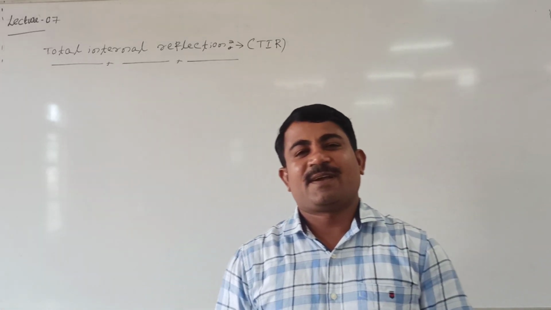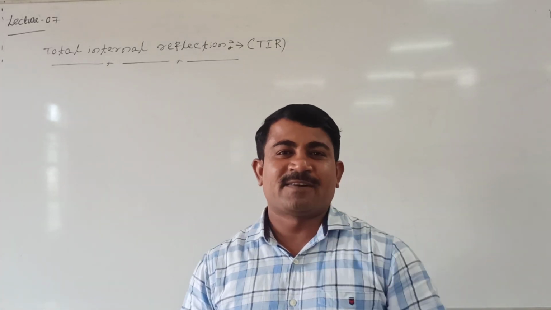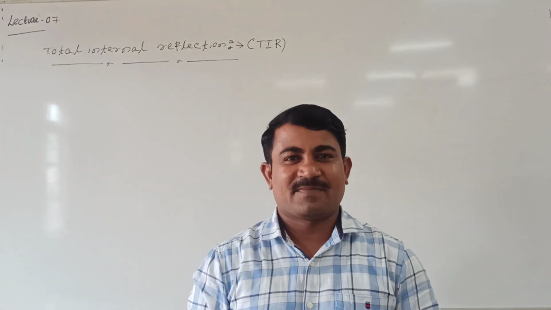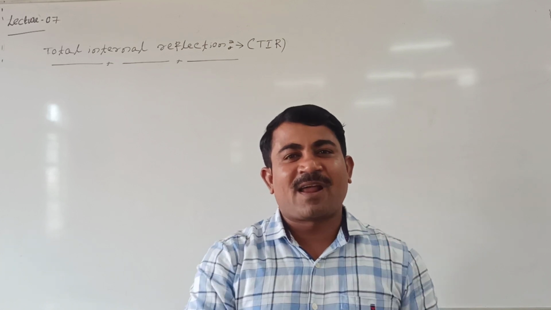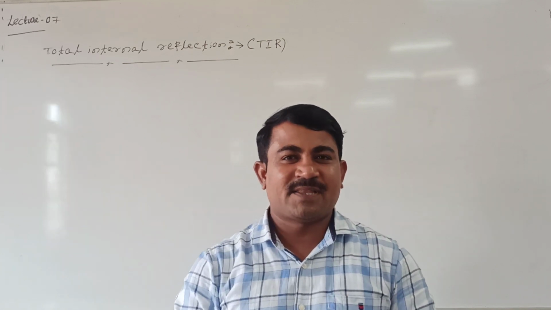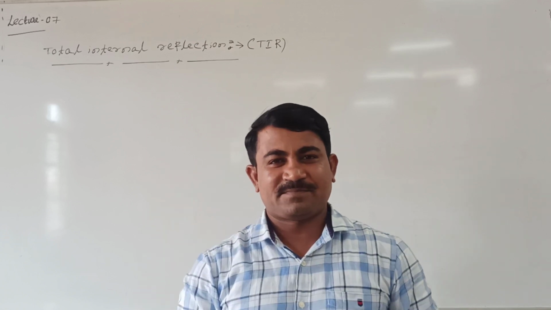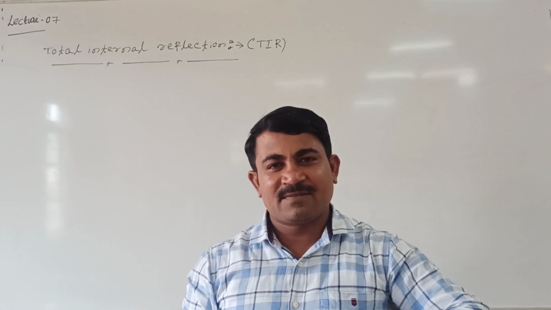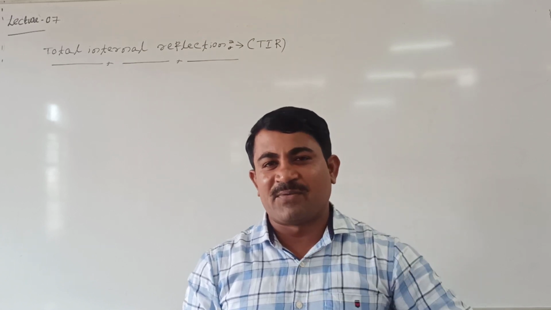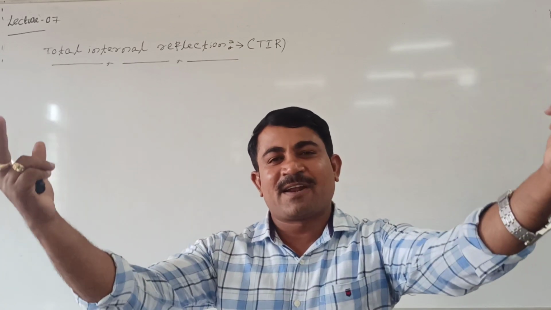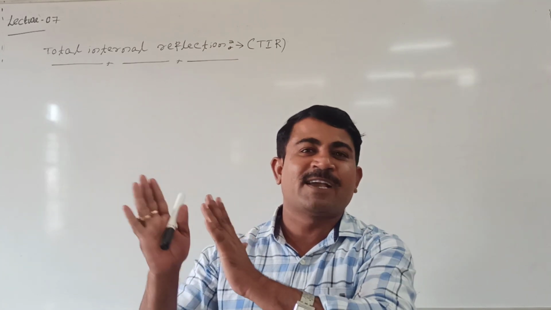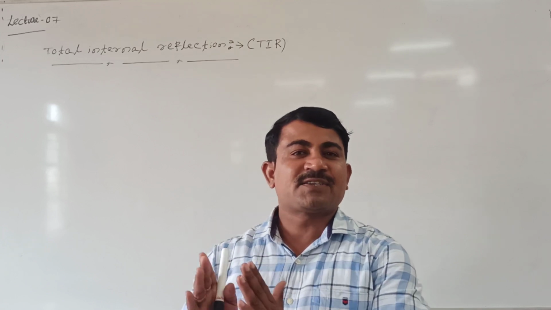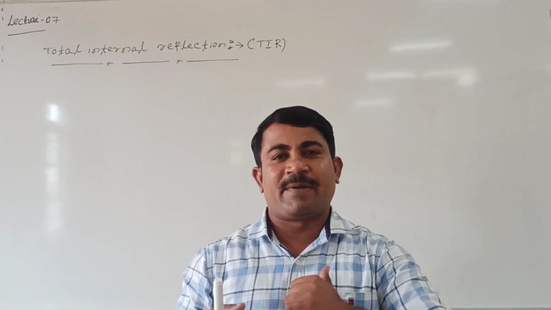Students, we already know that when a ray of light travels from a rarer medium to a denser medium, the ray of light bends towards the normal. Similarly, when a ray of light travels from a denser medium to a rarer medium, the ray of light is refracted away from the normal. Again, what point have we learned? When a ray of light travels from rarer to denser, the angle of incidence is always greater than the angle of refraction. On the other hand, when a ray of light travels from denser to rarer medium, the angle of refraction is always greater than the angle of incidence. By taking this concept, let us see how light can be reflected back in the same medium.